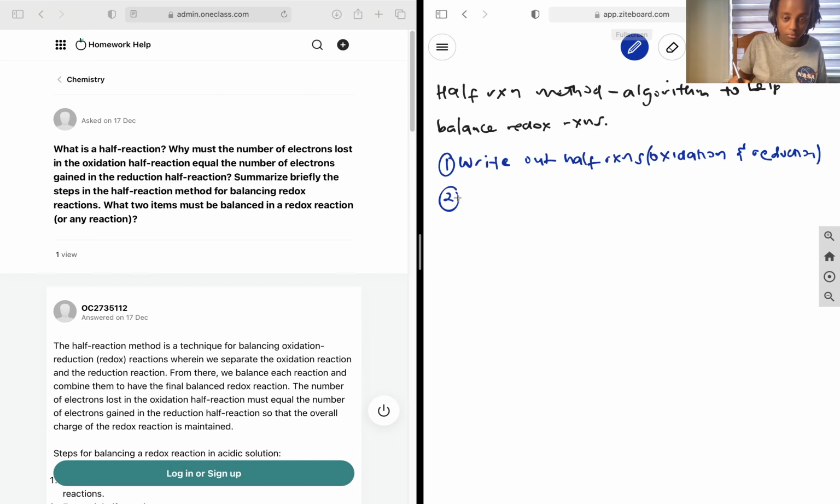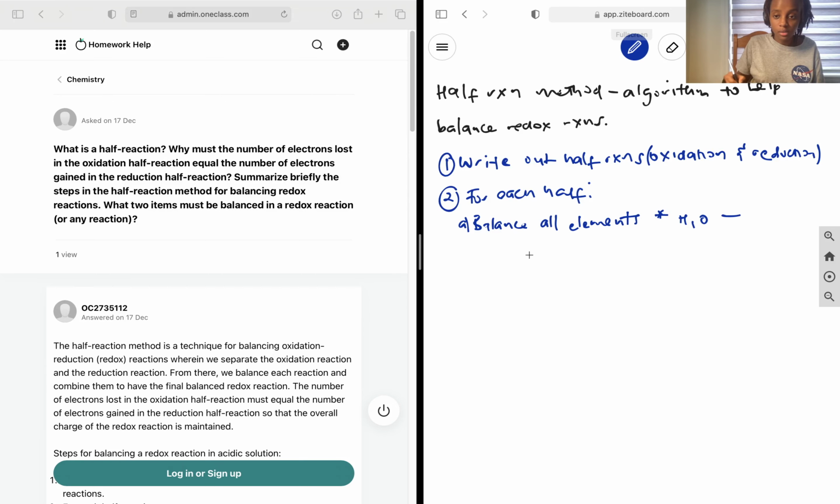Step 2 is going to be, now for each half, we would like to balance all elements with the exception of hydrogen and oxygen, because we'll balance them later. Because these two involve OH minus, H2O, and H plus to balance, and that involves charge, which we're not going to touch yet. Next up, we balance O with H2O.